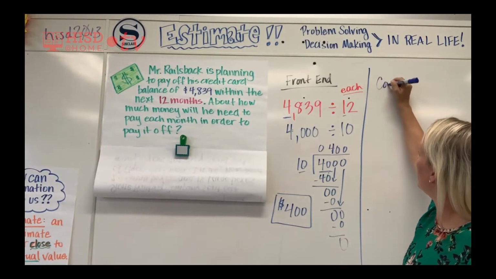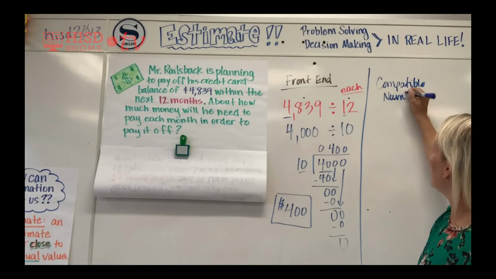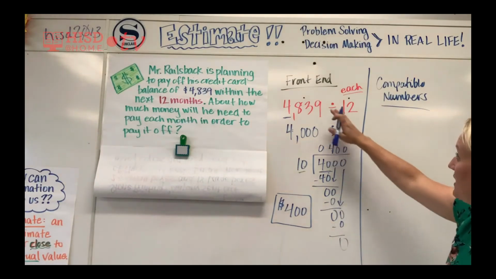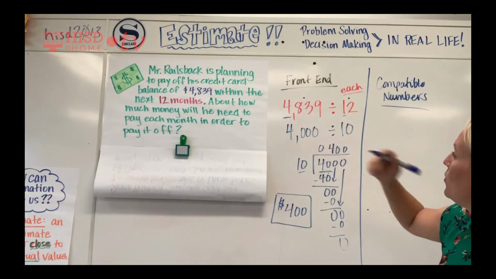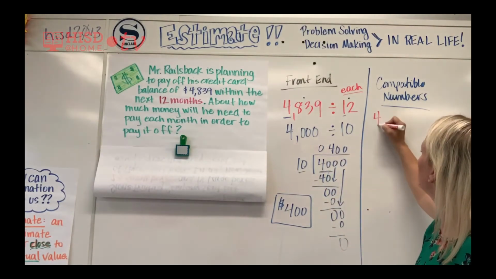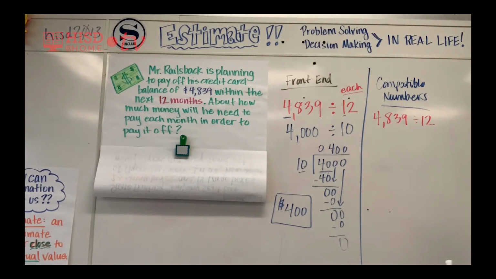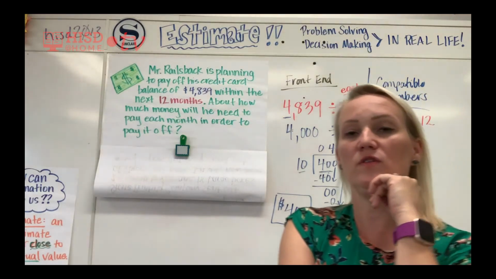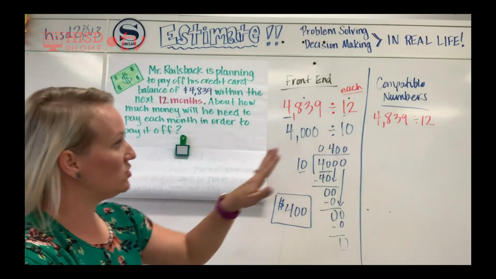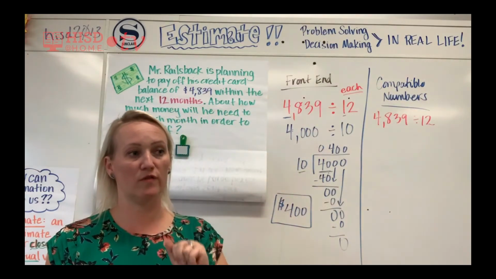Now let's try compatible numbers. And remember, compatible numbers are using numbers that are related to each other and quick and easy to do math with. So same thing. We're going to look at this. I'm going to rewrite it so you can see what I'm going to do differently. 4,839, same thing, divided by 12, same thing. But now, instead of using front end estimation, I'm going to look at these two numbers, the divisor, which is 12, and the dividend. So the large amount plus the number of groups.